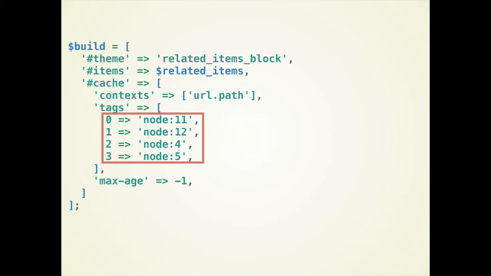But if we put the tag on there, when you update the Millennium Falcon node, it says, hey, I'm going to go find everything in your system that's tagged with node 11. I'm going to clear that cache, remove it, delete it, which is a really powerful, cool way of clearing caches compared to the old school Drupal 7. So anyway, that's two of four problems we're going to run into with this code solved.